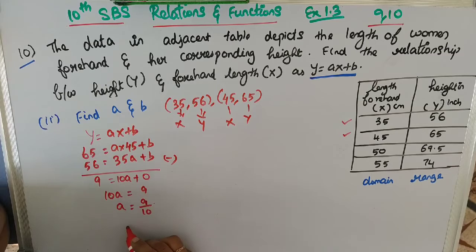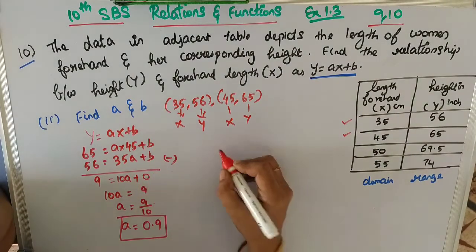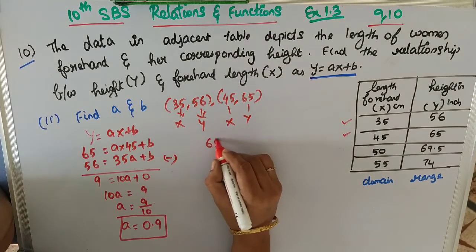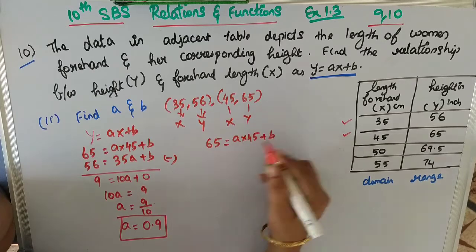So a is equal to 9 by 10, which is equal to 0.9. Clear? I have substituted the two ordered pairs in the relation y is equal to ax plus b and subtracted. Now to find b, we have a and x and y.